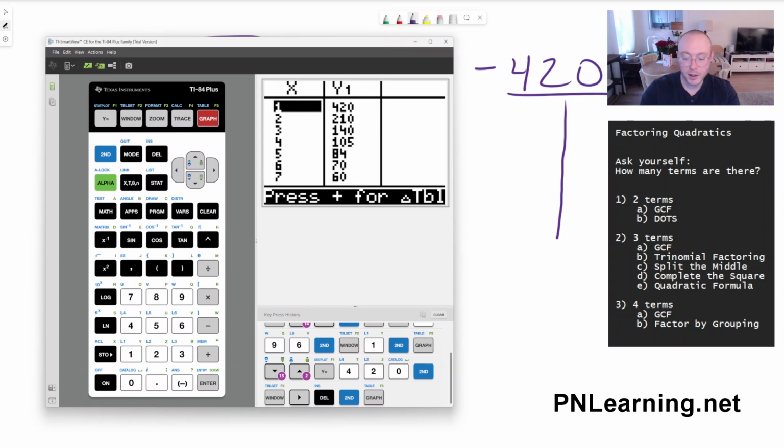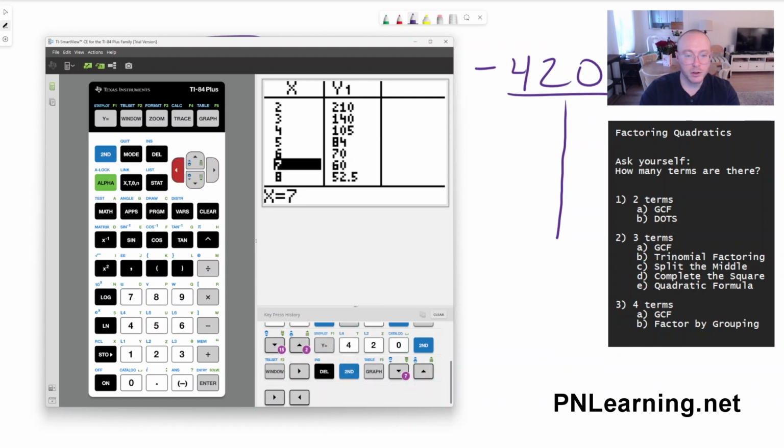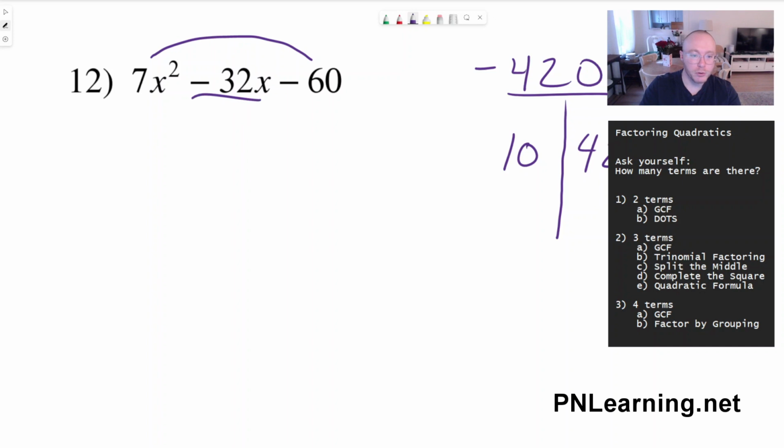So I'm not going to write them all down. I'm just going to look for ones that have a difference of 32. 7 and 60 are still too far apart. 10 and 42 look like they could work, right? Because 42 minus 10 would be 32, and 10 minus 42 would be negative 32. So let's go ahead and write those two down, 10 and 42. It was a negative 32, so we want to make sure the larger of these two factors is the negative, and we found our numbers, 10 and negative 42.